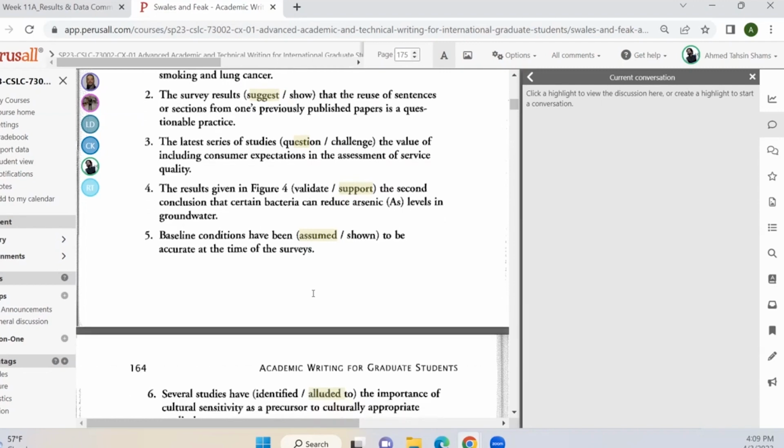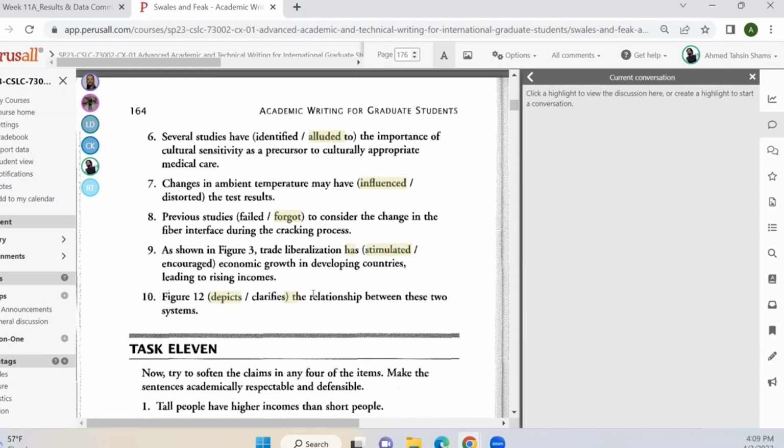Next page. We just need to talk about number 8, I guess. I guess with all the others, we don't have confusions.